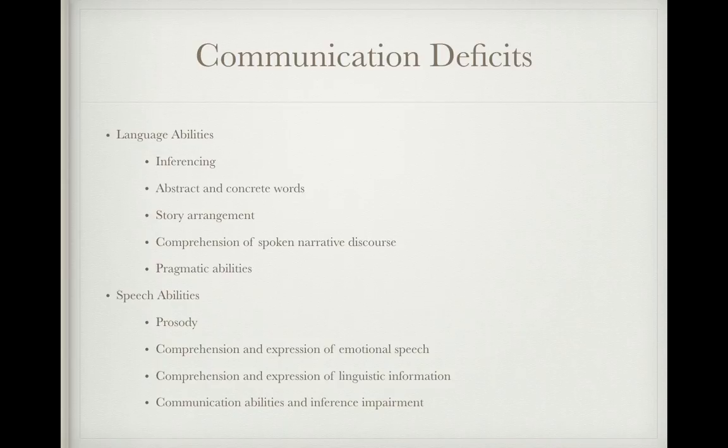Lastly is communication abilities and inference impairment. Again, going back to inferencing, which was a language problem. The inability to use inferences properly leads to disturbances in producing informative content, integrating narrative information, generating alternative meanings, comprehending and expressing emotion, and comprehending and expressing prosody. It's important to know that most of the language problems that someone with right hemisphere damage will have are due to an inference impairment.